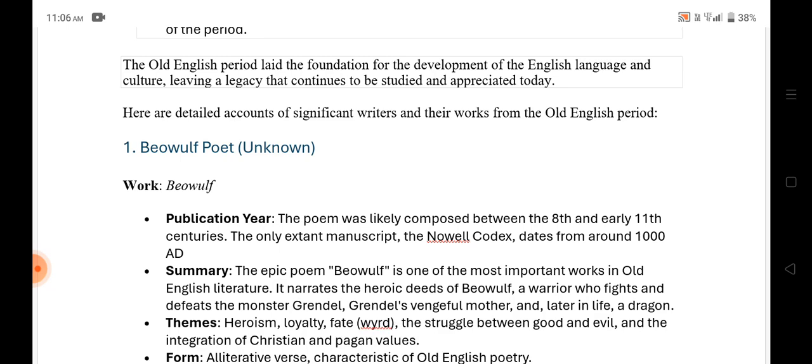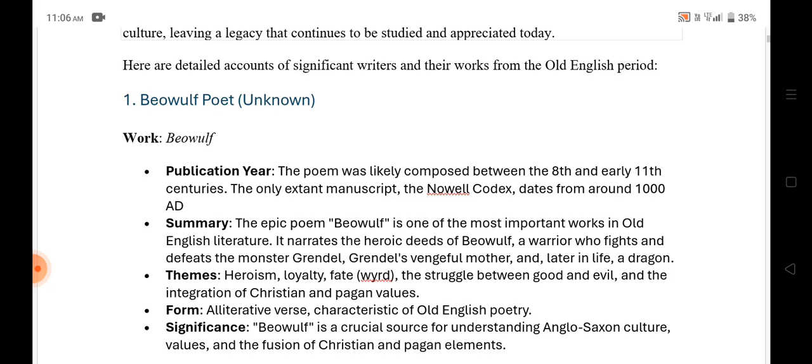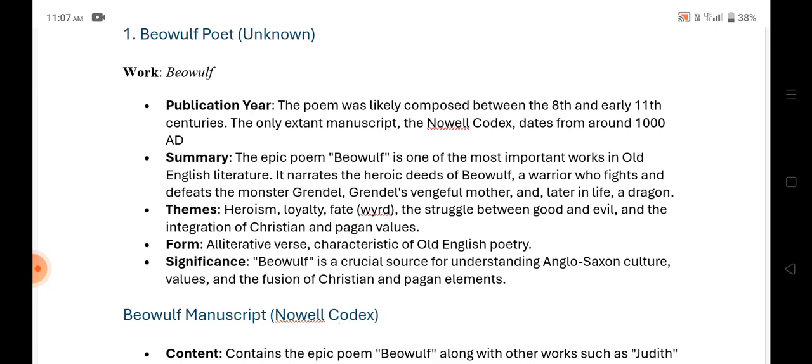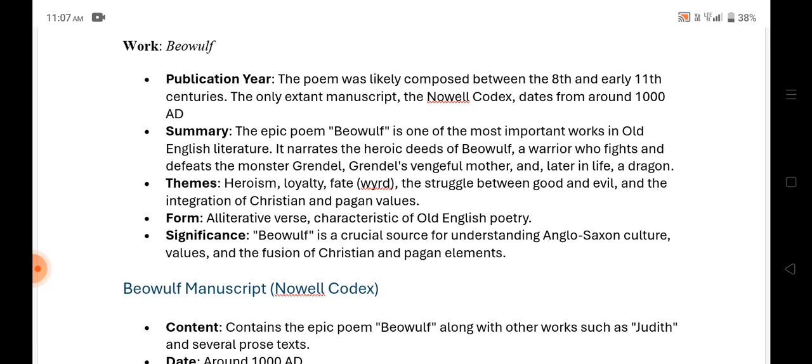So, first work is Beowulf. The poet of Beowulf is unknown, and the poem was composed between the 8th and early 11th century. The only extant manuscript, the Nowell Codex, dates from around 1000 AD. The epic poem Beowulf is one of the most important works in Old English literature. It narrates the heroic deeds of Beowulf, a warrior who fights and defeats the monster Grendel and Grendel's vengeful mother, and later in life a dragon.